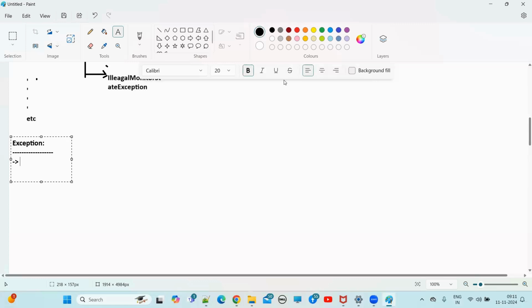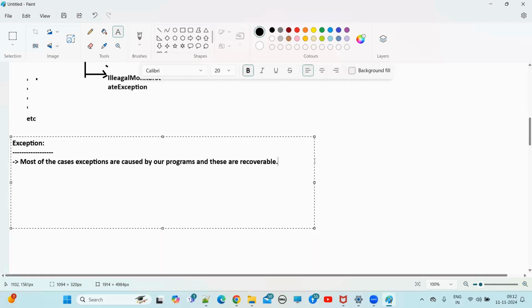Come on, guys. Right? So now, why are these exceptions being raised, guys? Due to the code, the programmer code, what we have written. So in most cases, the exceptions are caused by our program. And these are what? Recoverable. So let me write, guys. These are recoverable. So if an exception is raised, definitely we will see why these exceptions are being raised.